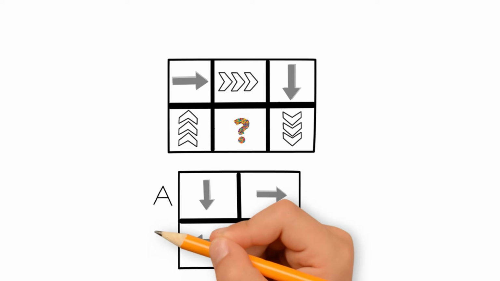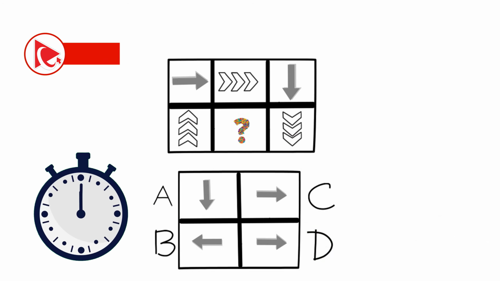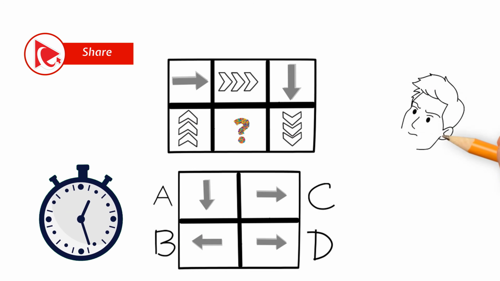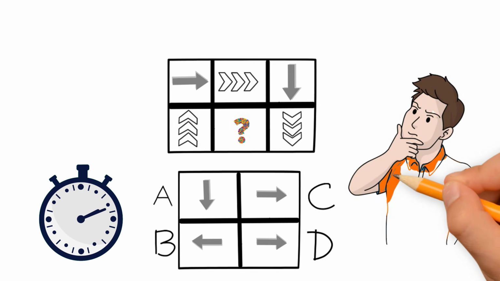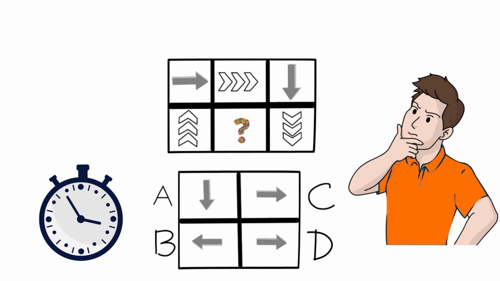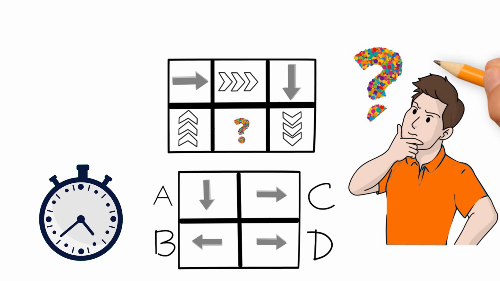You have choices A, B, C, and D. Give yourself 10 to 15 seconds to see if you can identify the right answer. Did you figure out the correct answer? Let's continue to see if we can get to the correct solution together.